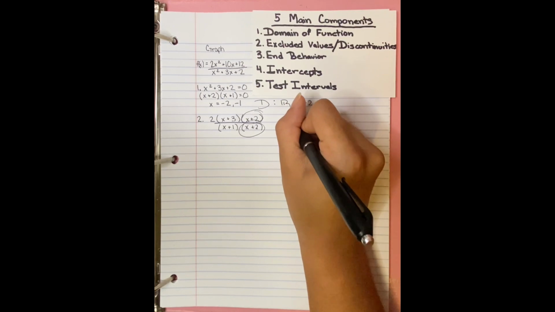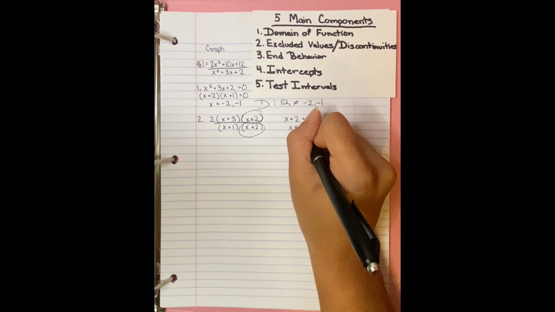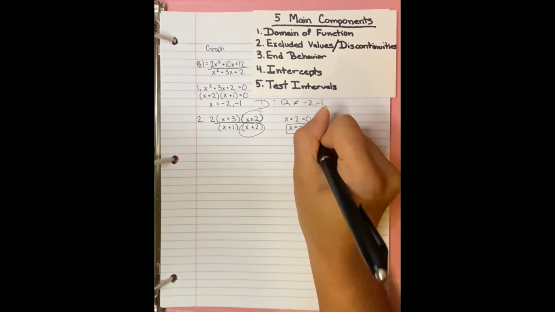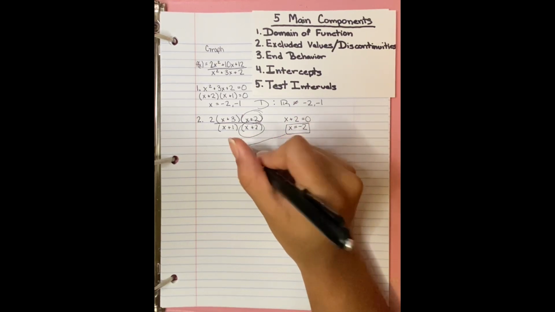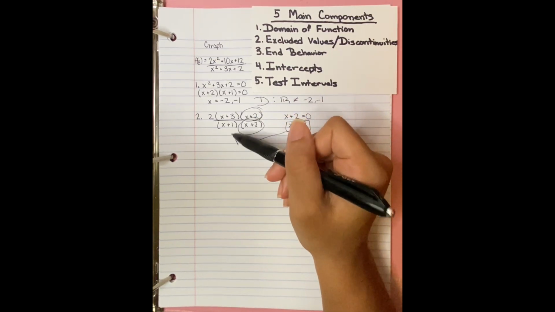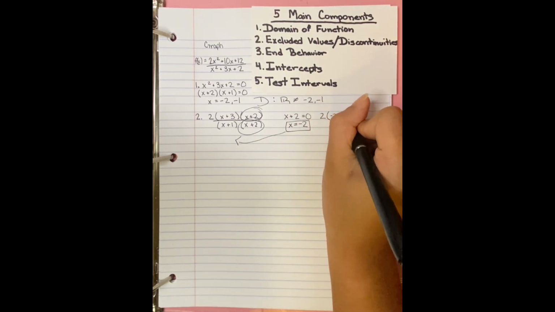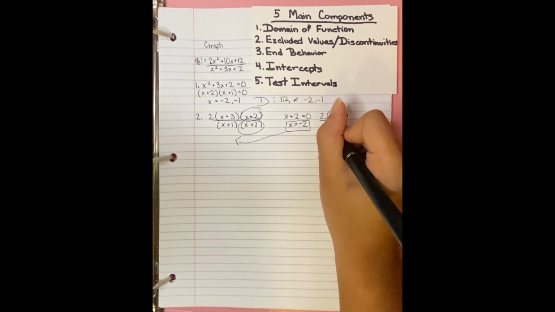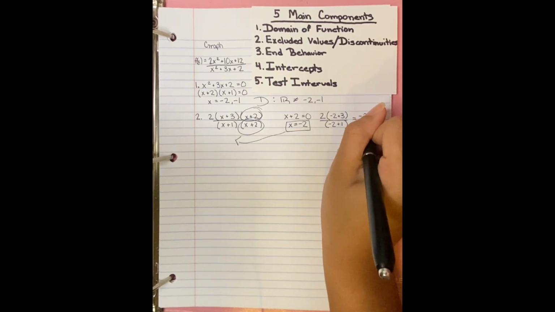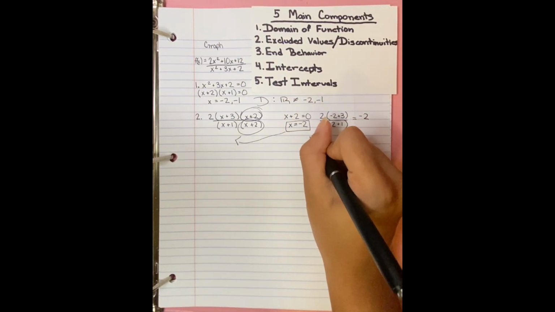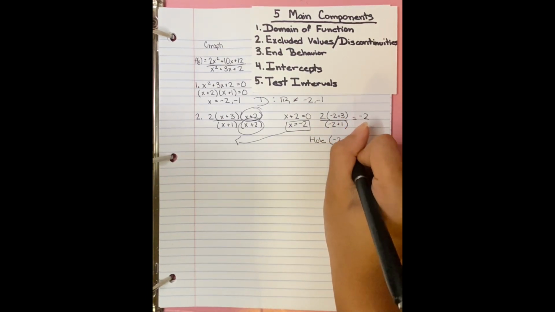And solving for our hole, we're going to set that factor equal to 0, and then solve for x, and we get x is equal to negative 2. So now we have the x value for our hole. And to get the y value, we're going to plug that x value into the remaining equation. So we'll have 2 times negative 2 plus 3 in parentheses over negative 2 plus 1. And when we solve, we'll get negative 2. So we know that our hole is going to be at the coordinates negative 2, negative 2.